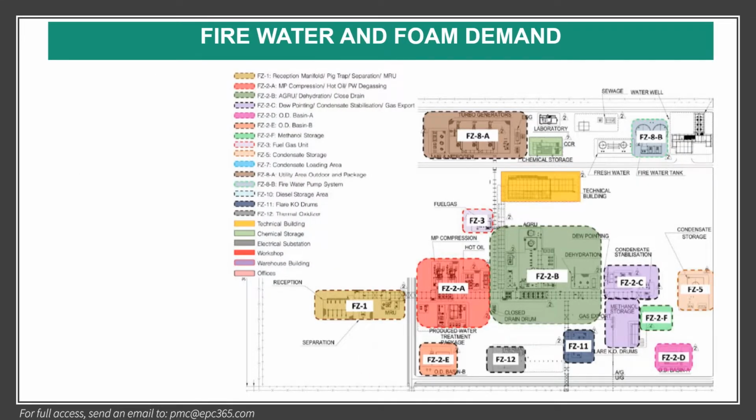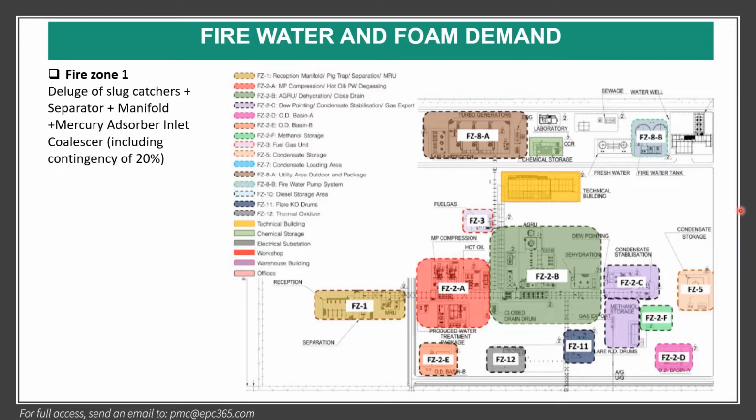So now I will show you how we can do the fire water demand calculation and foam demand. This is a typical example of an installation, and now I want to show you fire zone 1. If there is a fire here, the ESD valve will be closed and deluge will be released as per the cause and effect matrix. The same applies here. So this is fire zone 1. In this project, we put deluge for a slug catcher, a slug separator, manifold, and MRU, including 20% contingency.